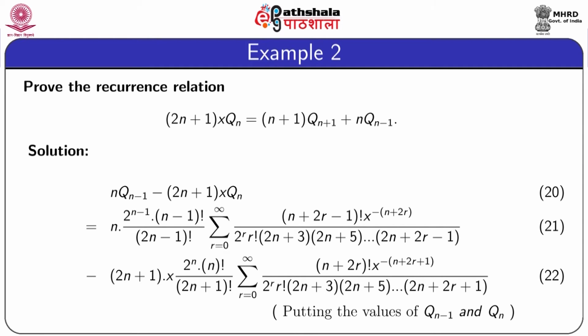In example 2, we prove another recurrence relation: 2n plus 1 into x qn is equal to n plus 1 qn plus 1 plus n qn minus 1. We start with the expression n into qn minus 1 minus 2n plus 1 x qn. We substitute the values of qn minus 1 and qn from previous expressions and we get expression number 22.